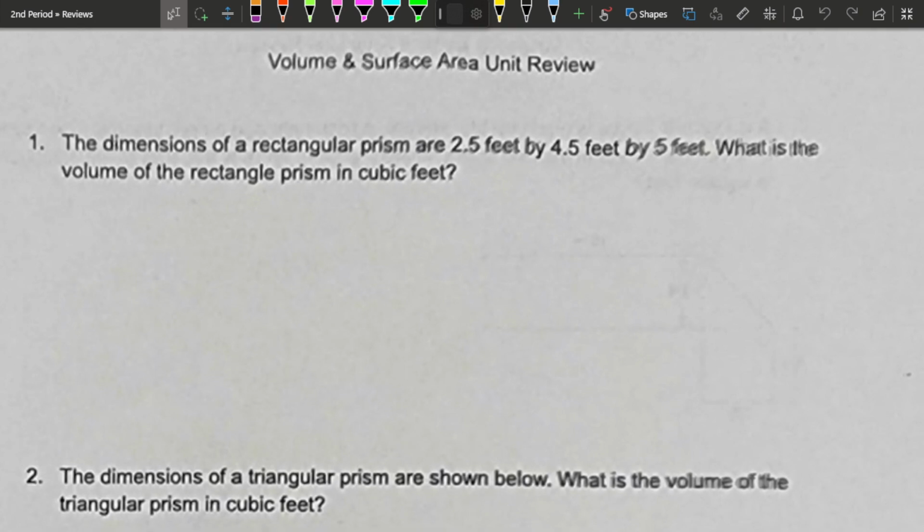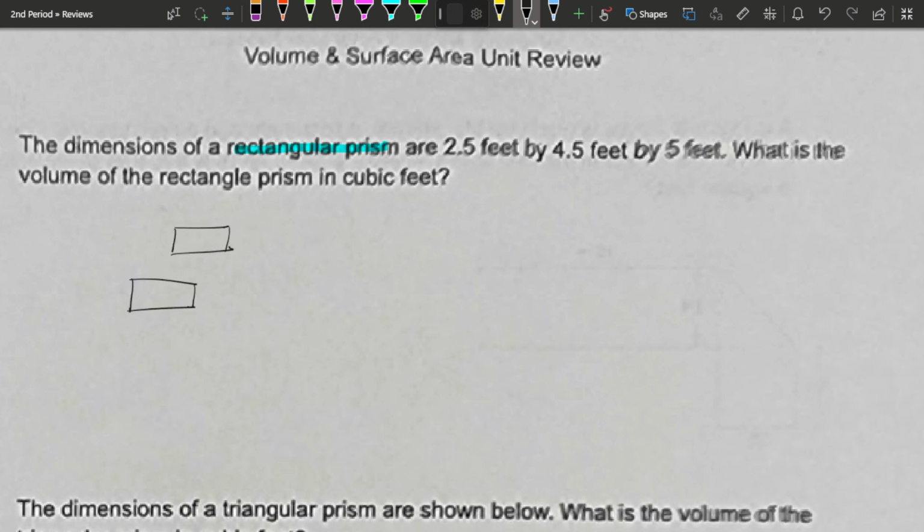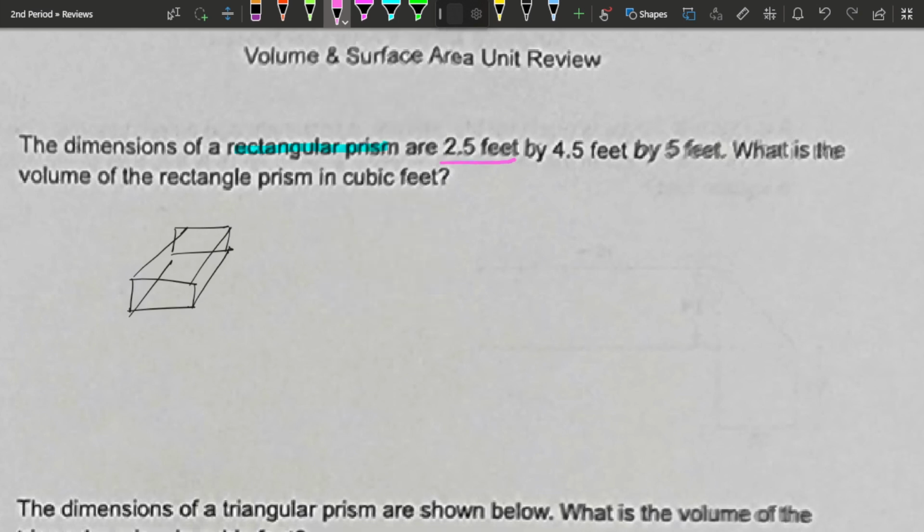So number one, it says the dimensions of a rectangular prism. You got to start paying attention to what they're giving you, because on this one, they don't give you any shapes. We know it's a rectangular prism because that's what it says right there. And with that information, I can go ahead and draw a rectangular prism and start filling in what I know. It says it has measures of 2.5 feet by 4.5 by 5. What is the volume of the rectangular prism?